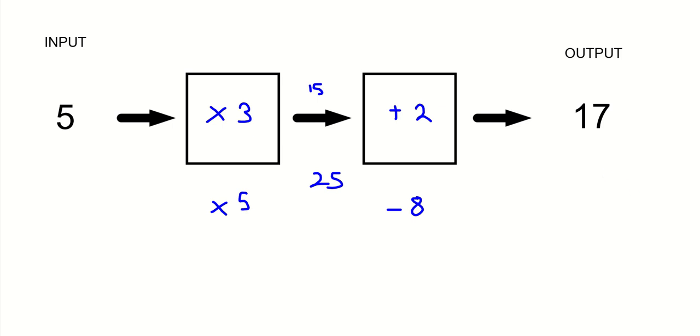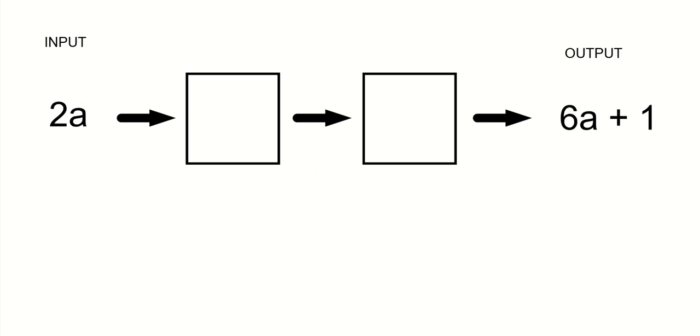Now let's have a look at the situation where we involve algebra. So in this situation, we have got an input of 2a. The output is 6a plus 1, and we now need to figure out what the operations were. If you're presented with something in this format, you need to be a little bit more systematic in how you think about it.